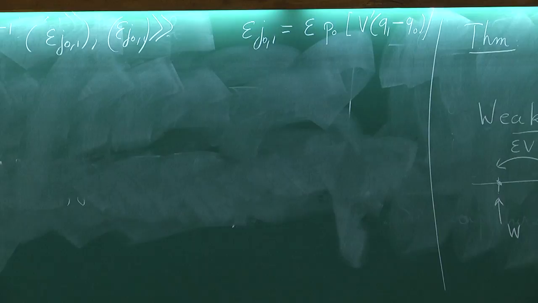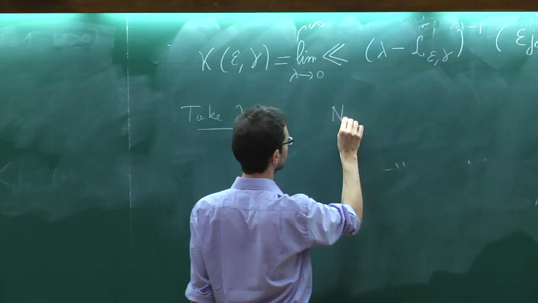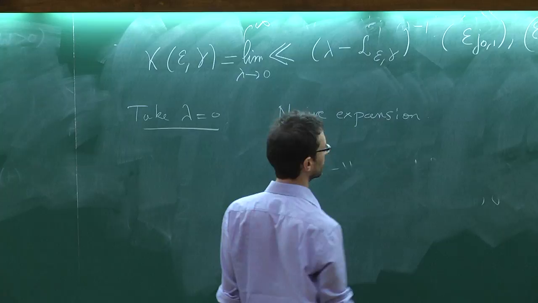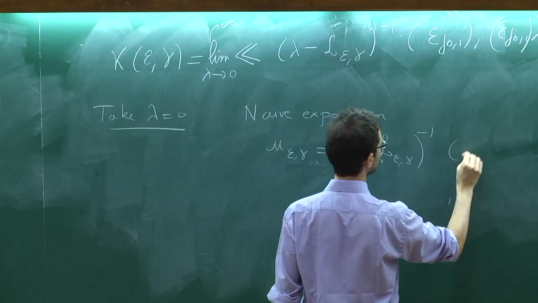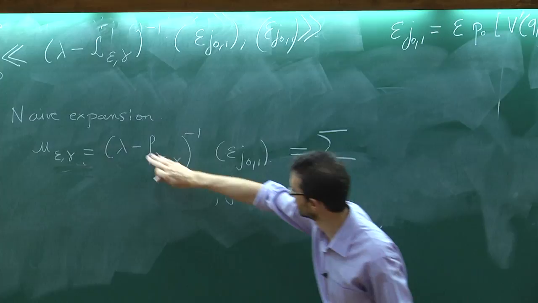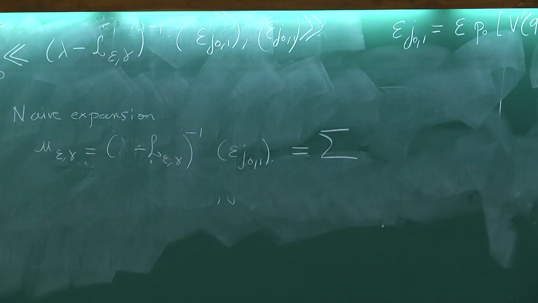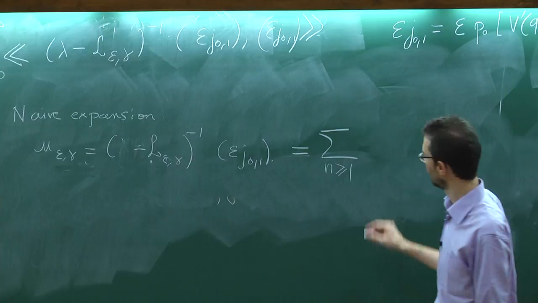So take lambda equal to zero directly, okay? And then try to perform some naive expansion. So you introduce this function u_{epsilon,gamma}, which is (lambda minus L_{epsilon,gamma}) to the minus one of epsilon G_{0,1}. And then you try to write this function as a sum. Naive expansion means that lambda is equal to zero. I take directly lambda equal to zero, and this guy is not so well defined. So I can try to perform some expansion. Of course, I expect that I will have to start the expansion at n equal one, in terms of the sum of epsilon^n u_n.